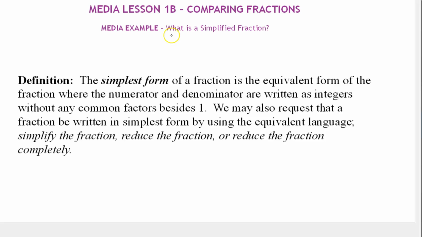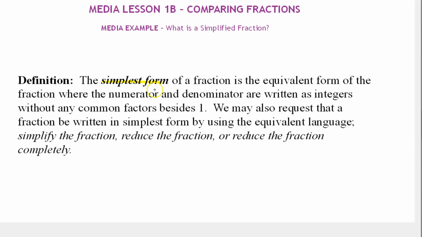In this video, we're going to look at what is a simplified fraction. Let's read this definition. I'm going to get a highlighter ready. The simplest form of a fraction is the equivalent form of the fraction where the numerator and denominator are written as integers without any common factors besides 1. So that was a mouthful.